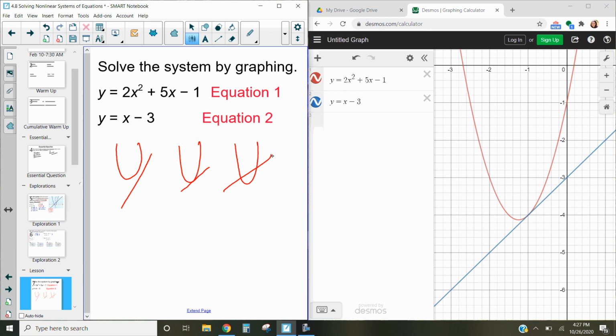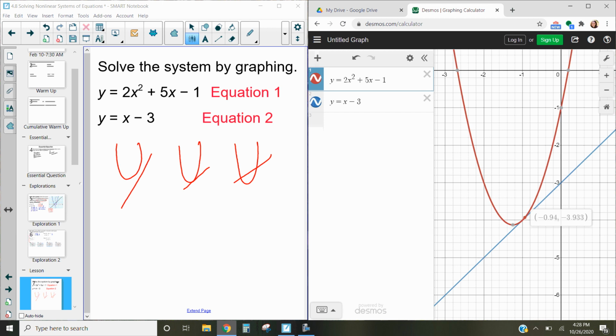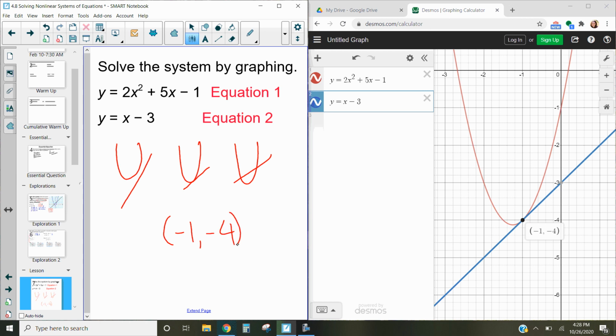So just like when we solve quadratic equations, and they can either cross twice, they can cross once, or they cannot cross at all. Same thing happens when we're solving systems of equations. We can either have 0, 1, or 2 solutions. So in this case, we have one solution and our solution here, as we zoom in and click on that dot, is going to be the point -1, -4. So that's our solution for our equation.